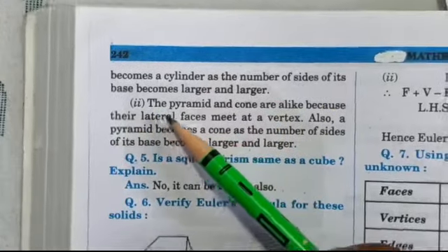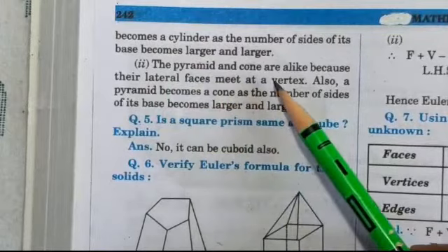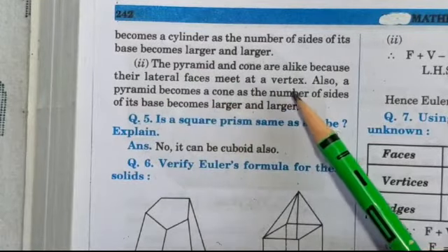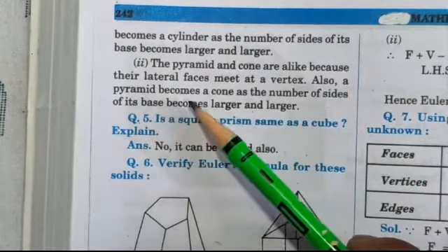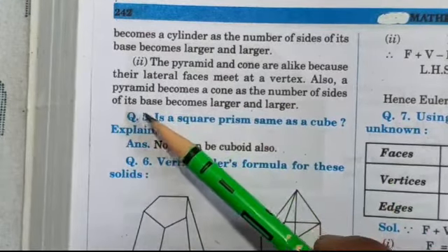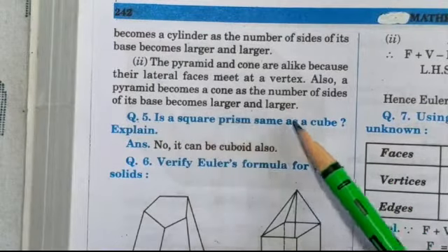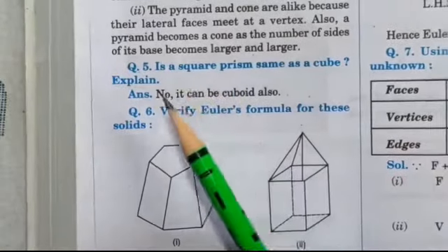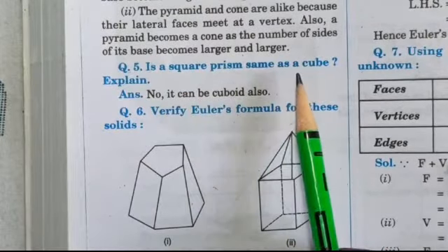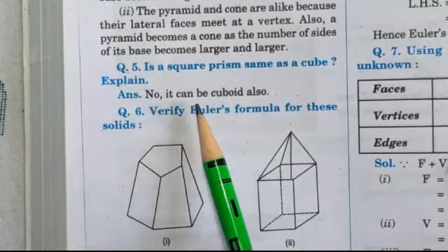Now Roman number 2. The pyramid and cone are alike because their lateral faces meet at a vertex. Also a pyramid becomes a cone as the number of sides of its base becomes larger and larger. Question number 5. Is a square prism the same as a cube? Explain. No, it can be a cuboid also.